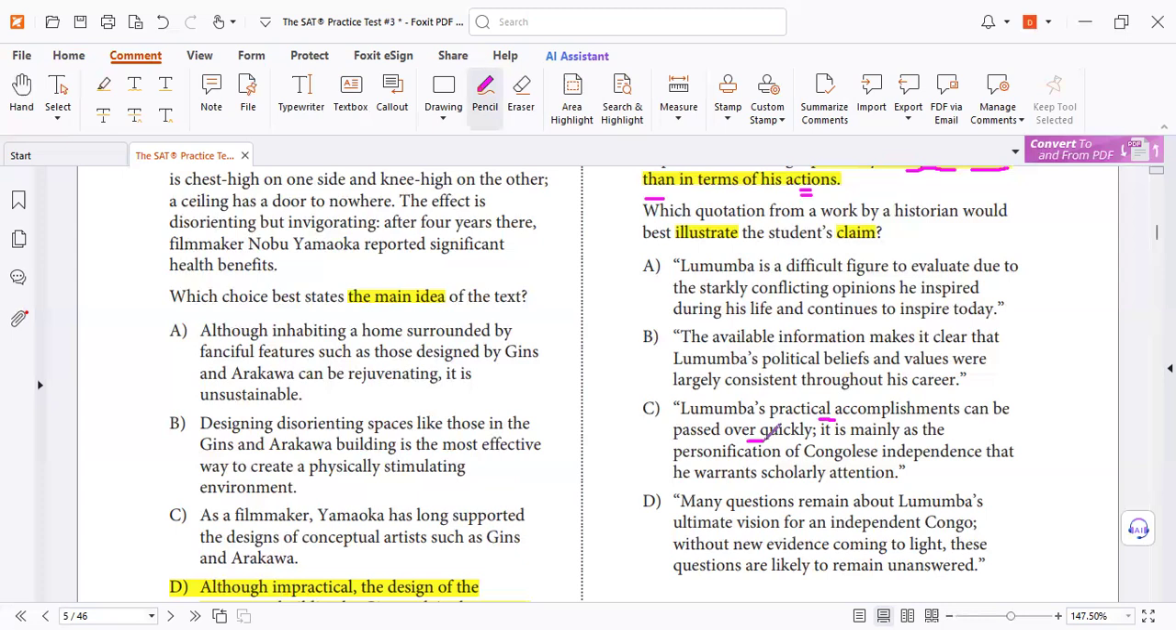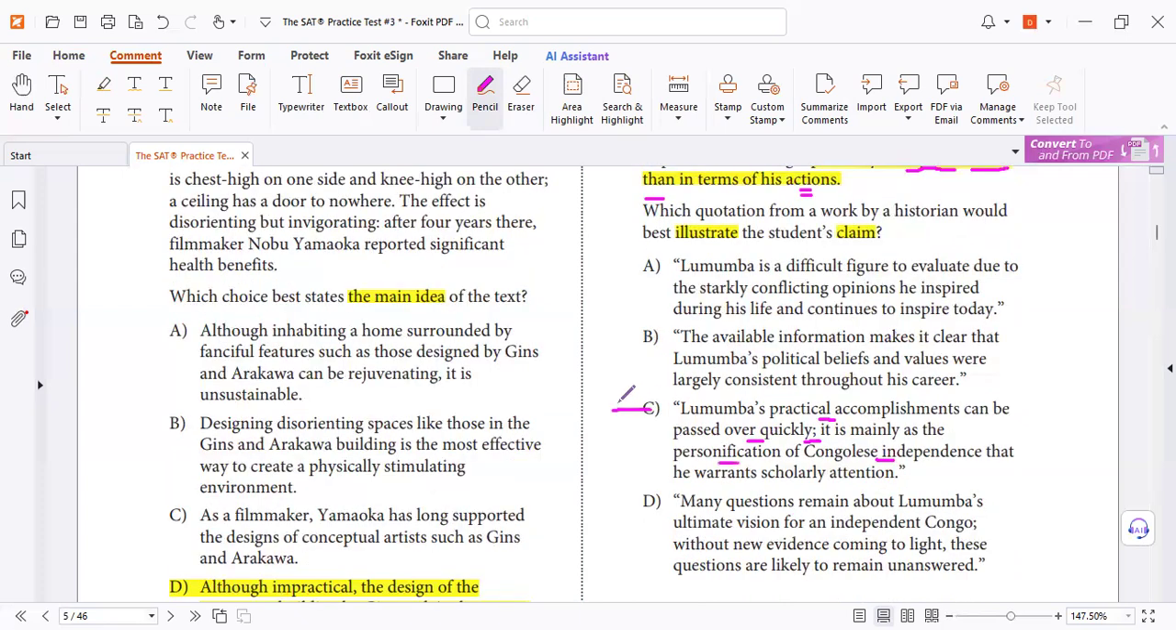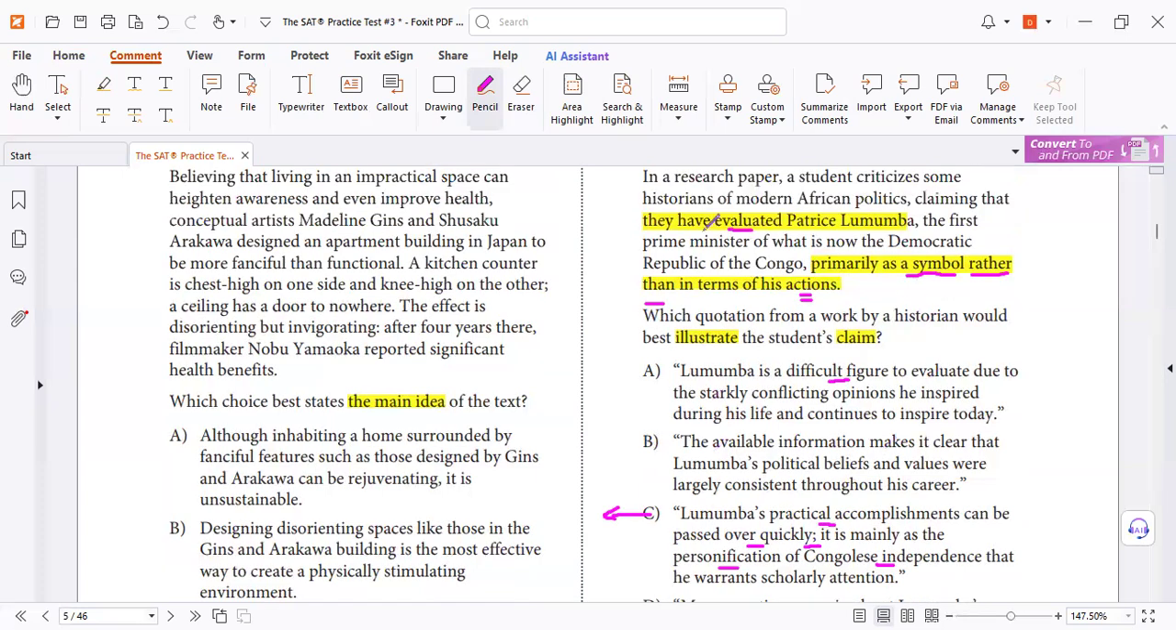This means it could be passed over. Why? Because it's only a personification of independence, a symbol, not actions. Yeah, let's explain the claim. The other one does talk about something else, about his character. Difficult figure to evaluate. How? Did he say that? He said they evaluated already. How was it difficult? Wrong.